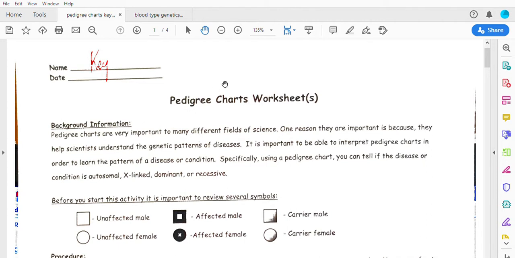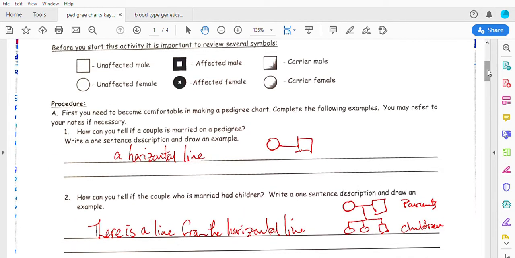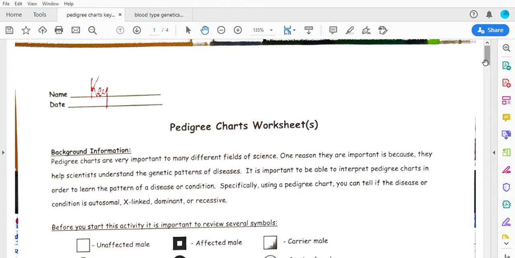So we're taking a look at the Pedigree Charts worksheet. I've gone through and created a key. I'm just going to go through my solutions for this, and hopefully this will help you out if you are having some questions. So pedigree charts are important in many fields of science.